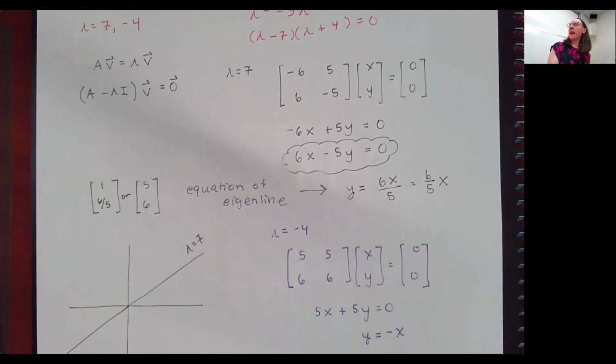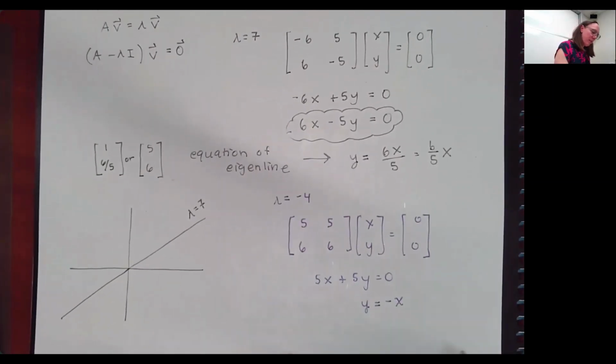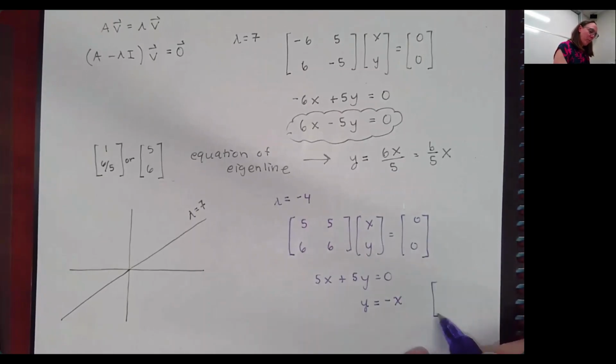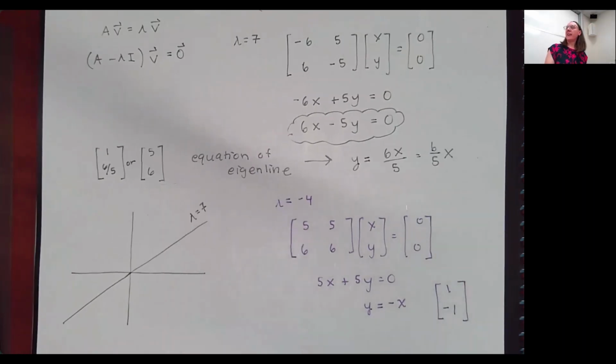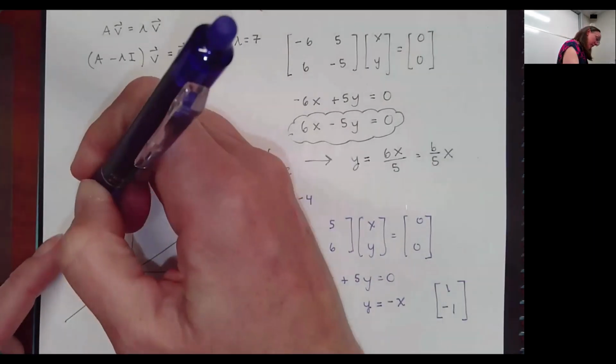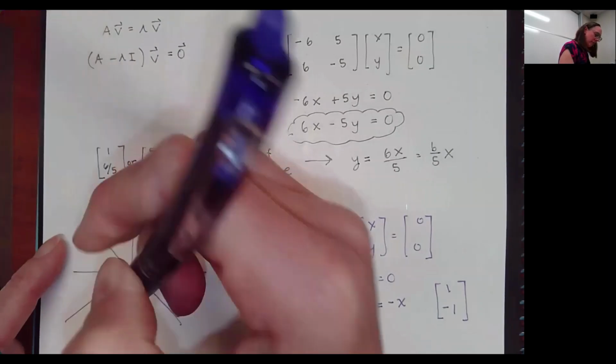And we can choose any eigenvector we want. No fractions this time. If I just choose 1, negative 1. And again, if I were graphing the associated eigenline, it would look like this.